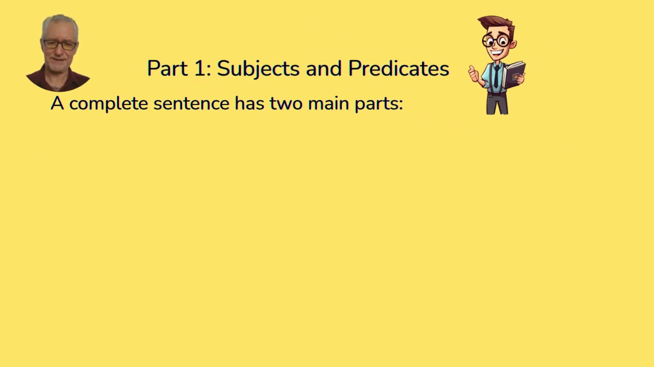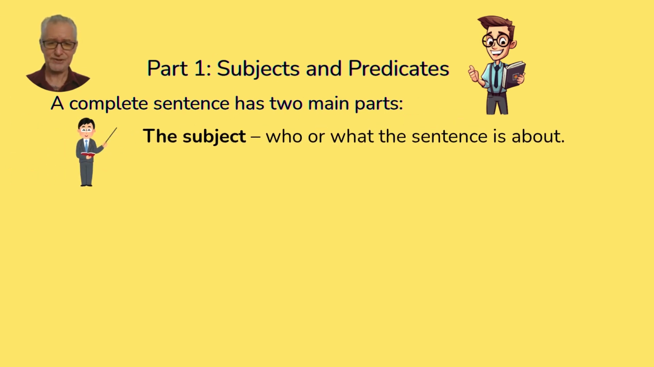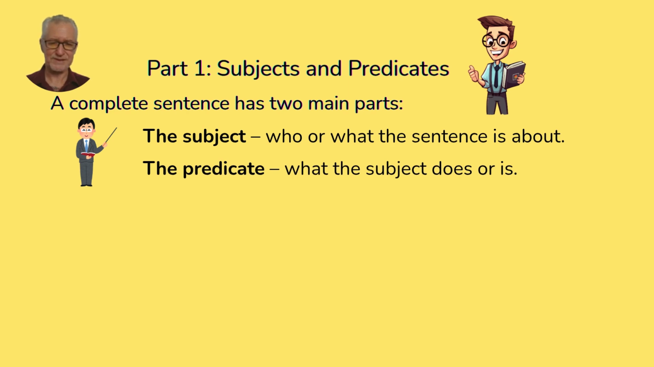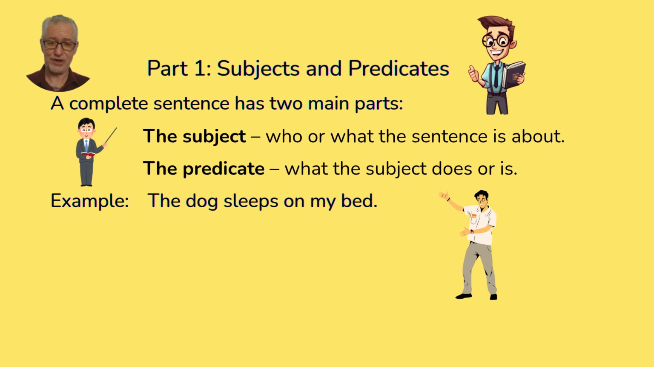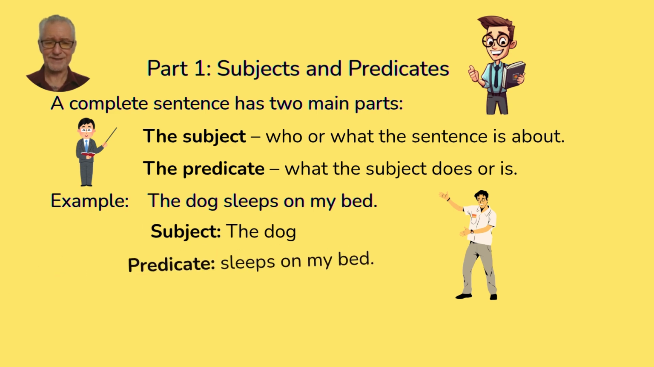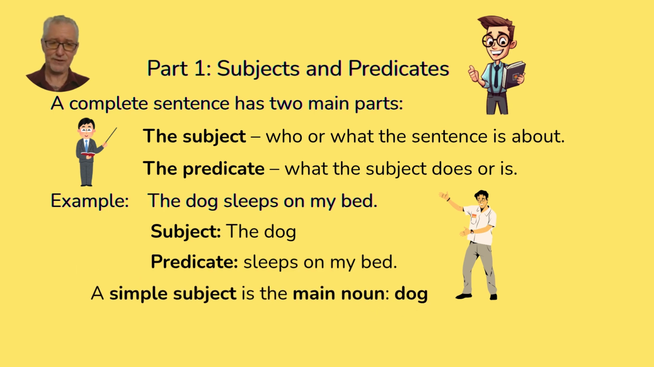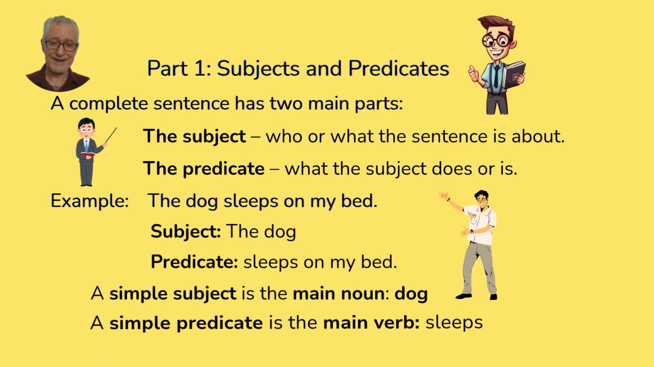So what are subjects and predicates? Well, a complete sentence has 2 main parts. The subject, that's who or what the sentence is about, and the predicate, that is what the subject does or is. So in our example sentence, the dog sleeps on my bed, the subject is the dog and the predicate is everything else, sleeps on my bed. A simple subject, you'll often hear this term used, is the main noun. So that is dog, which is the main noun in the subject, and a simple predicate is the main verb in the predicate, which is sleeps.